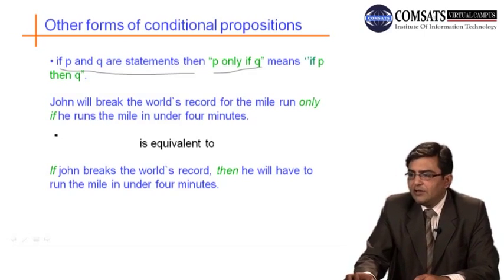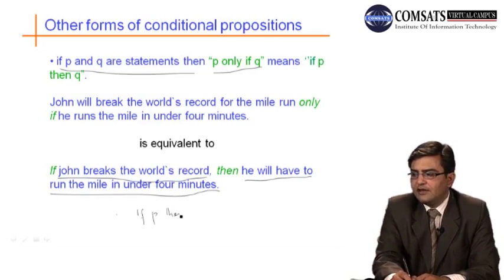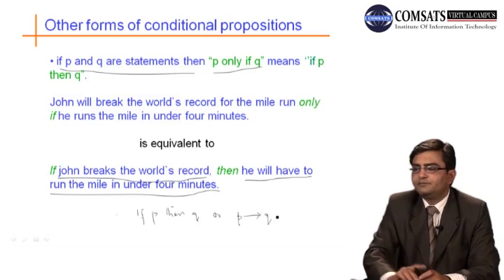So we can write the equivalent form of conditional statements in the form if P then Q. Here, if John breaks the world's record, this is the proposition P, if we suppose, and this is the proposition Q, then the above statement can be written in the form if P then Q, or P implies Q.